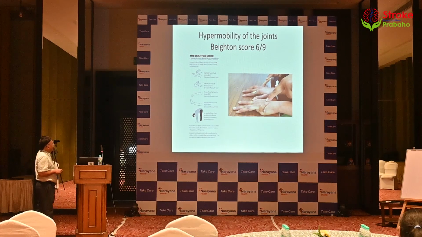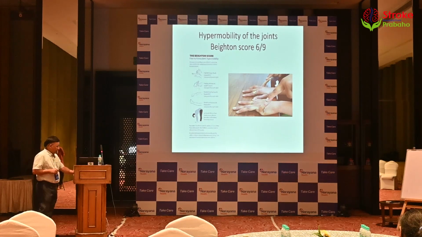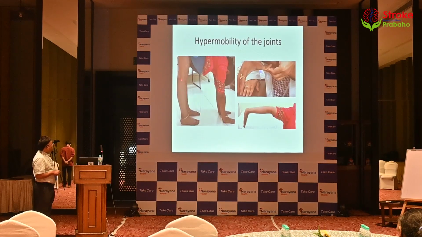So this is called Beighton score for hypermobility of joint. So this patient has a score of 6 out of 9. So that is called a significant score. So you can see there is a hyperextensibility of the little finger, hyperextensibility of the trunk. So patient can stand like this. There is also hyperextensibility of the thumb and the hyperextensibility of the forearm.